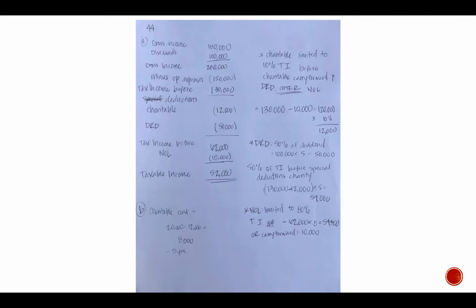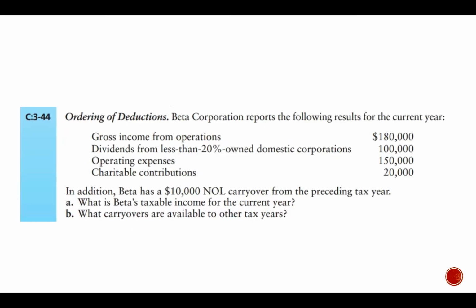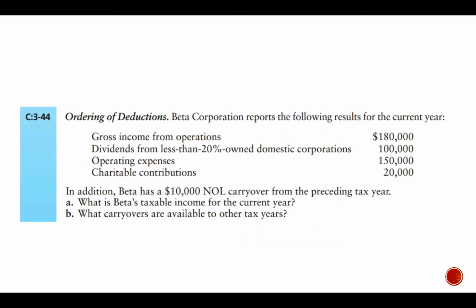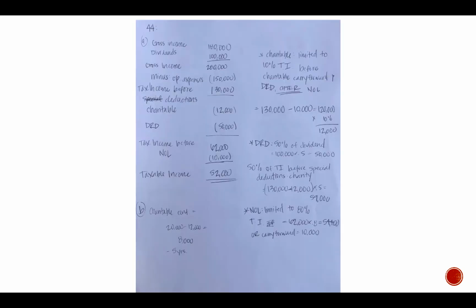But if we're determining taxable income, we start our tax formula at the top. We start with gross income of $180,000, that's given to us. We also have dividends of $100,000. That's part of gross income. So our gross income is $280,000. We're also given our operating expense number. So we subtract our operating expenses of $150,000 to get $130,000 of taxable income before charitable deductions.